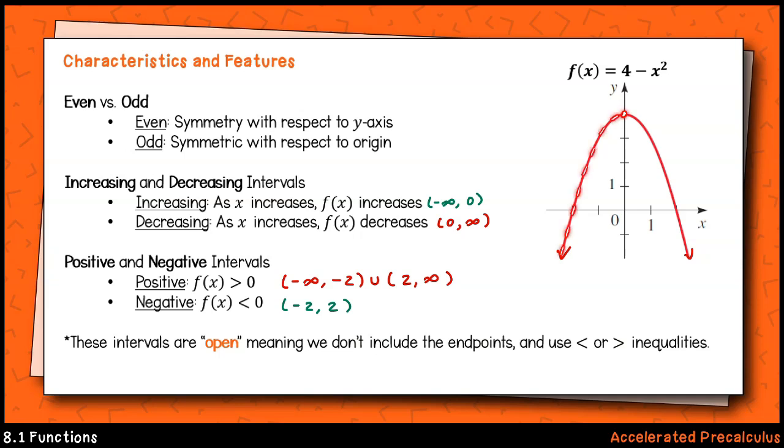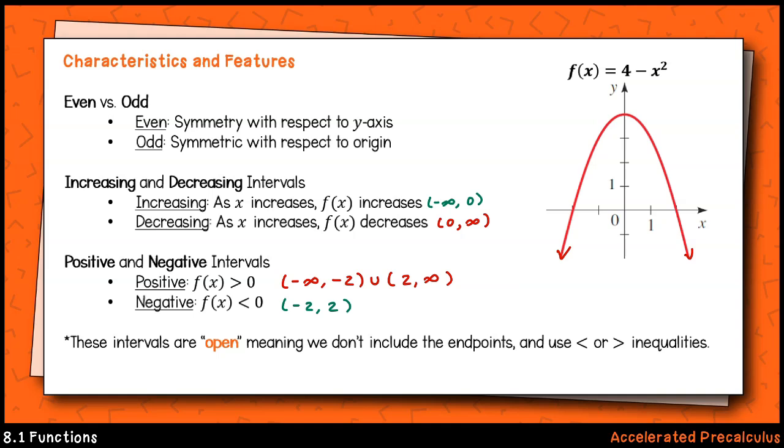The parabola pictured is increasing for all inputs from negative infinity until we reach the vertex at x equals 0. Then the function is decreasing from 0 to positive infinity. The function is neither increasing nor decreasing at its highest point, so we do not include x equals 0 in either interval. Intervals of positivity or negativity work in a similar fashion.